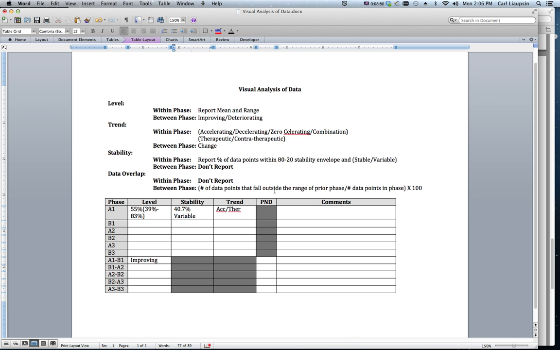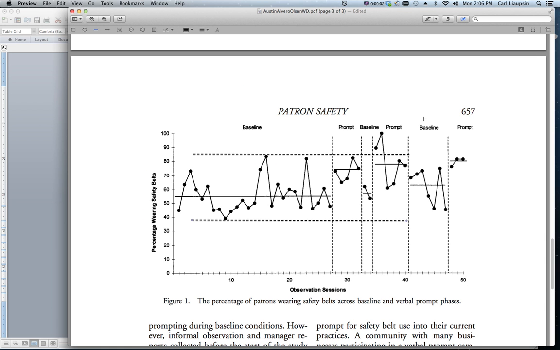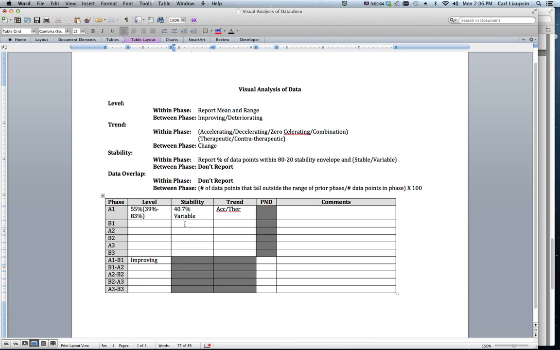So we end up with the number of data points that fall outside of the range, which is 0, divided by the number of data points in the phase, which was, doesn't really matter, but it's 5. So we've got a 0.